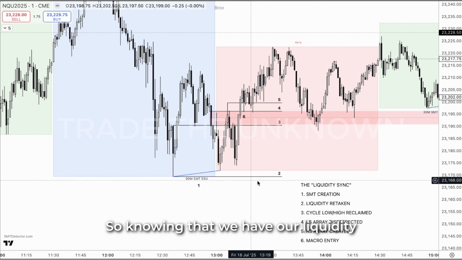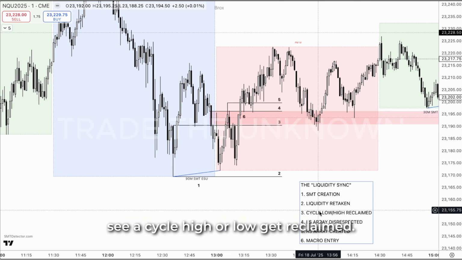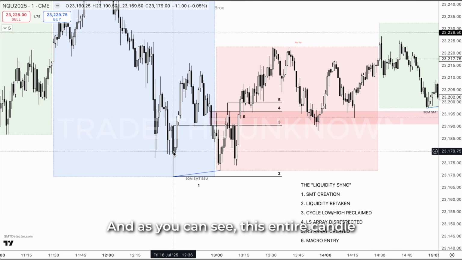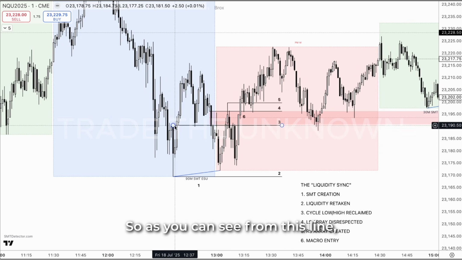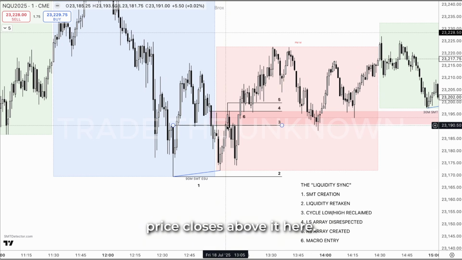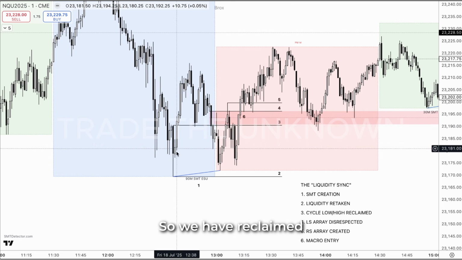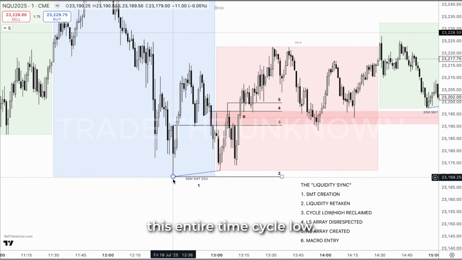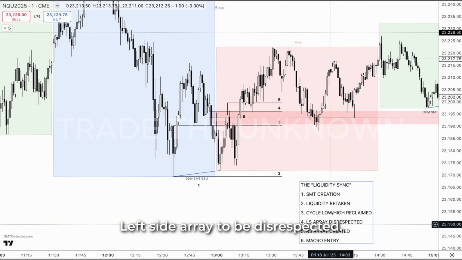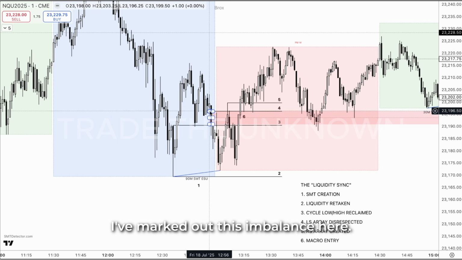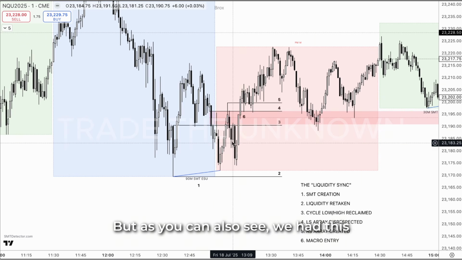So knowing that we have our liquidity retaken, now we want to see a cycle high or low get reclaimed. And as you can see, this entire candle at 12:36 is the 90-minute time cycle low. So as you can see from this line, price closes above it here. So we have reclaimed this entire time cycle low. And so what do we wait for then? Left side array to be disrespected. I've marked out this imbalance here. But as you can also see, we had this imbalance down here.